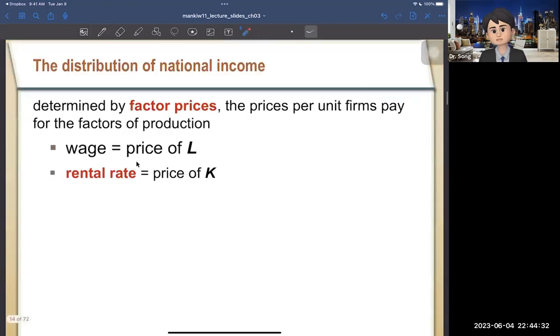So then the following question is, what's the distribution of the national income? Well, the income comes from labor and capital, and we want to know about the distribution. But before that, we need to know the factor prices. Like I told you in the beginning, the price of labor is the wage, and the price of capital is the rental rate. And you can think that the rental rate is the same as the interest rate.